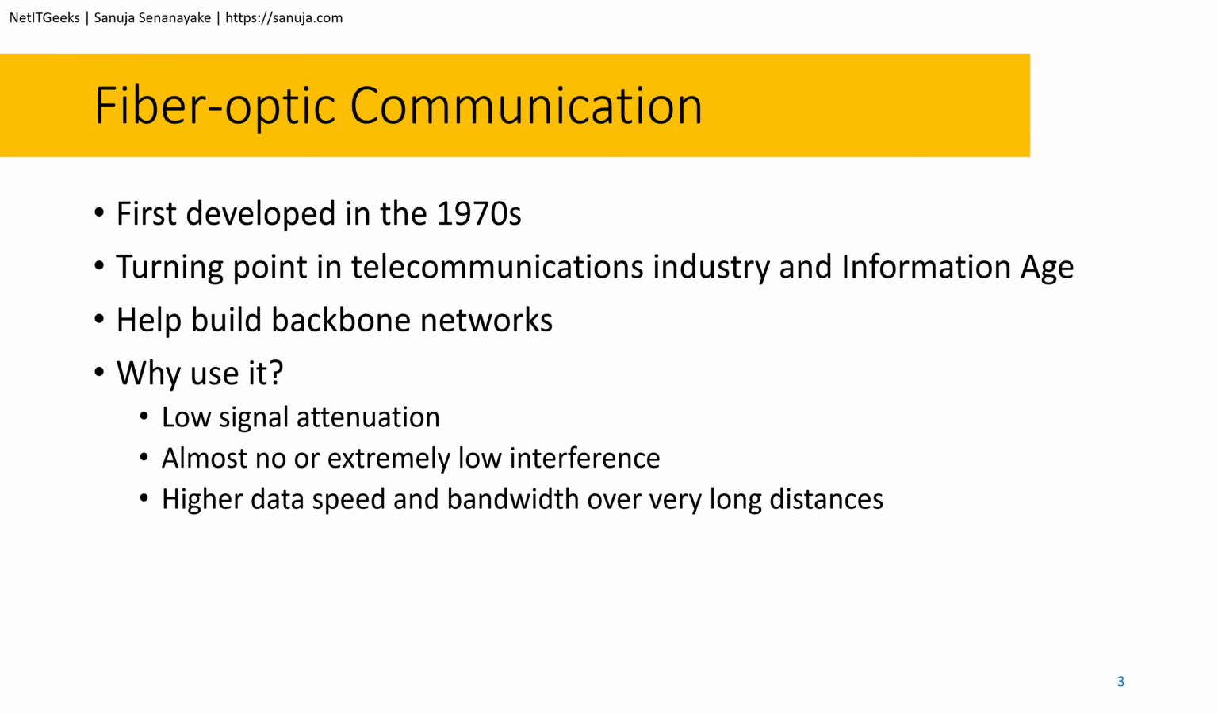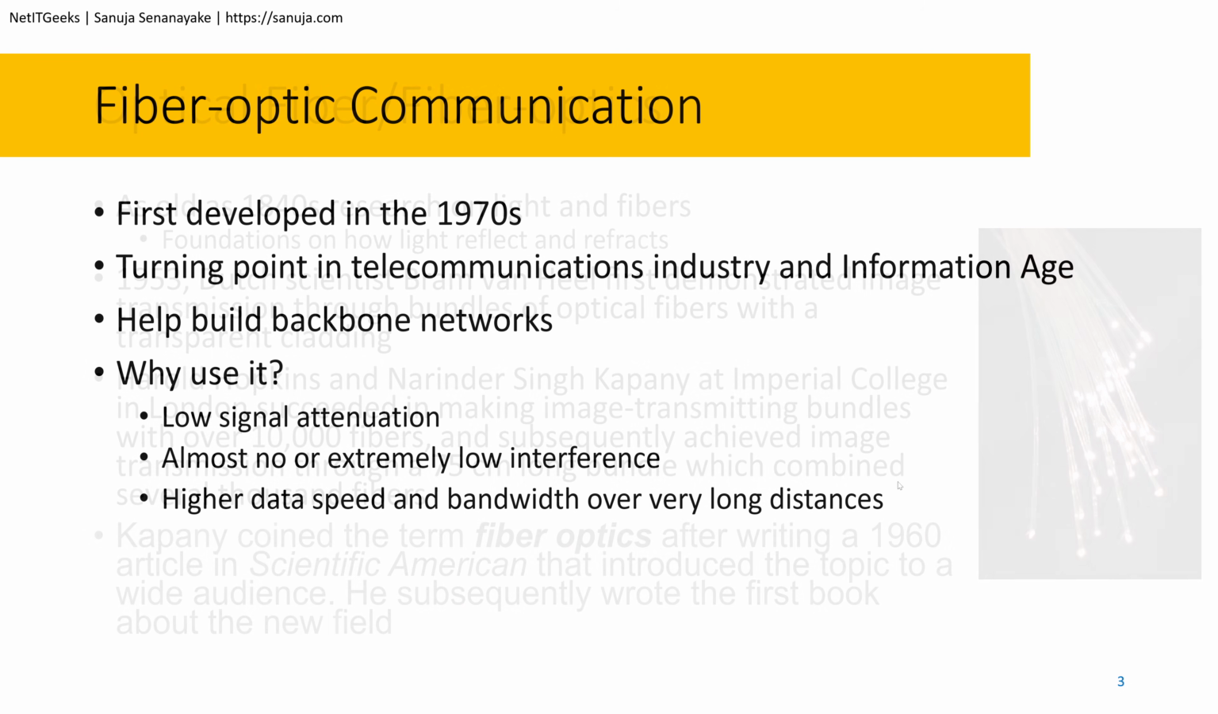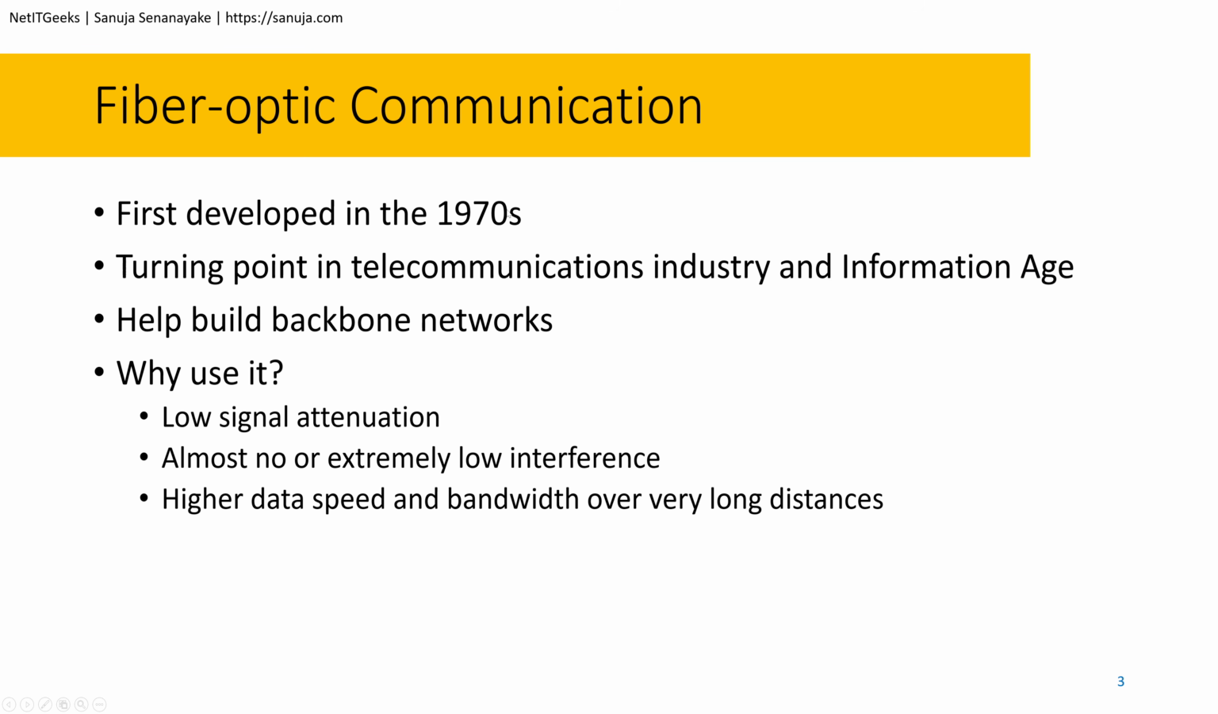So why do we use it? I already mentioned a few things. Low signal attenuation, and almost no or extremely low interference. There is no electromagnetic interference with optical fiber cables, and there are higher data speeds and bandwidth over long distances. So this is important to remember. The paper published in 1960 laid the groundwork and foundation for fiber optics communication, and in the 1970s it became a viable option for us to use in large-scale networks.